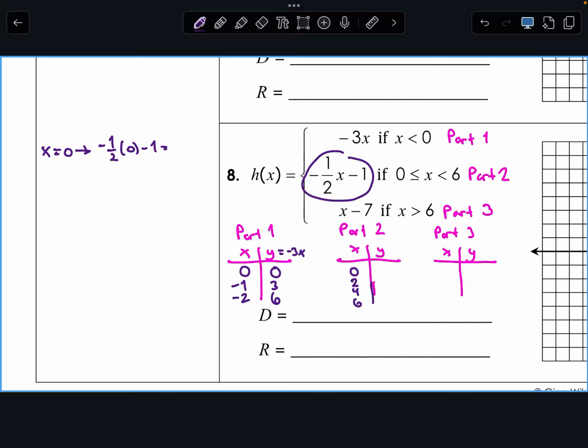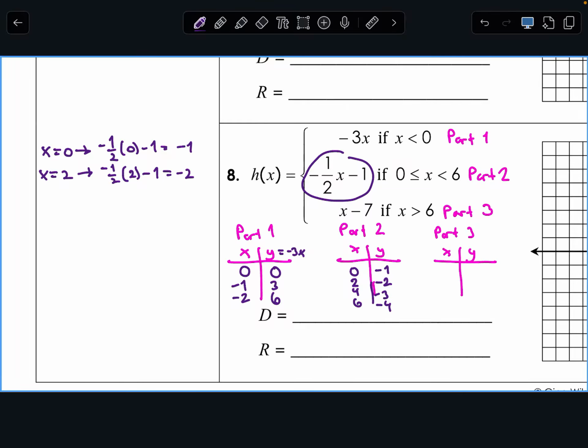What is that equal to? -1, okay. And then let's do the next one, and I bet you'll see the pattern. For 2, it's going to be -1/2 times 2 minus 1. What's -1/2 times 2? Oh, -1, and then -1 minus 1 is -2. So that means it's going to be -1, -2, then -3, and then -4.